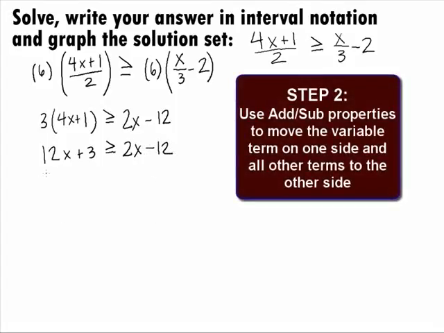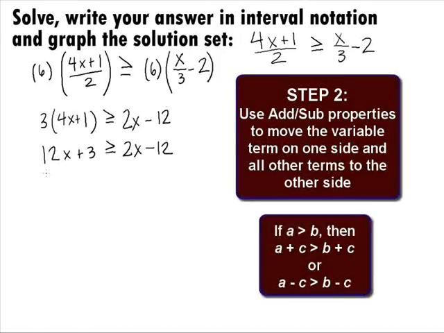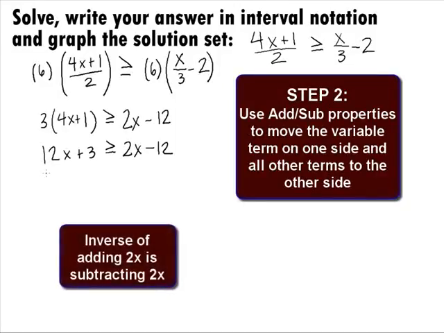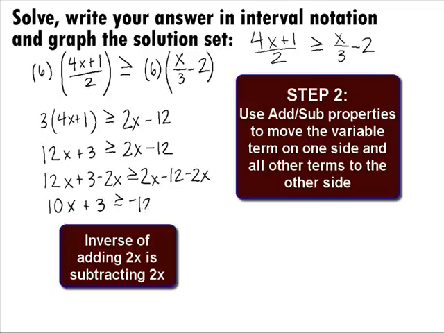In step 2, we want to use the addition-subtraction properties of inequalities to move the variable term on one side and all other terms to the other side. When we add or subtract the same thing to both sides of an inequality, the inequality does not change. The inverse of adding 2x is to subtract 2x from both sides. This will give us 12x + 3 - 2x is greater than or equal to 2x - 12 - 2x, which simplifies to be 10x + 3 is greater than or equal to -12.